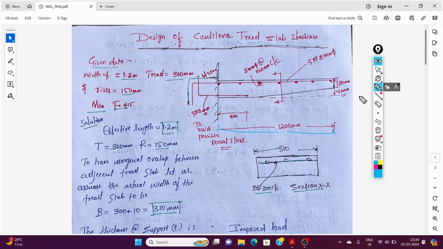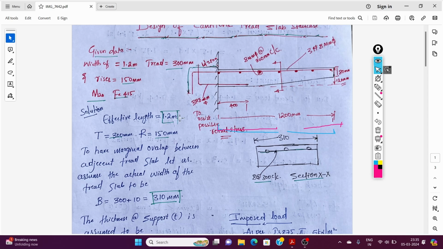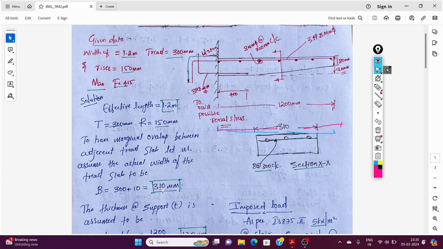Here we'll see the solution. First of all, we need to find the effective length. The effective length is 1.2 meter. The tread is 300 mm, the riser is 150 mm. To have a marginal overlap between adjacent tread slabs, let us assume the actual width of the tread as 300 plus 10. We are considering this 10, so the width of the tread is 310 mm.